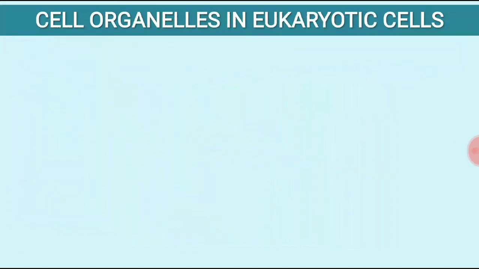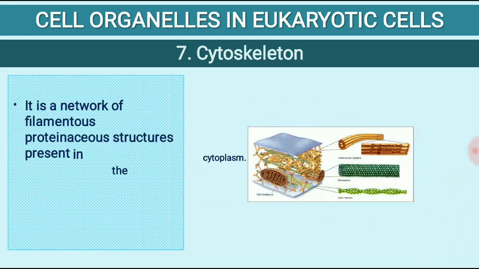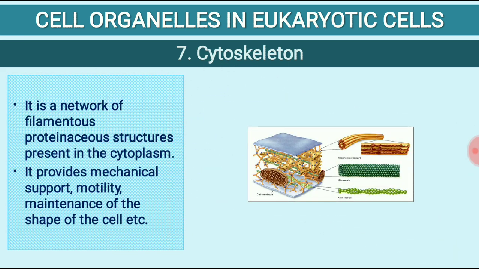8.5.7 Cytoskeleton. An elaborate network of filamentous proteinaceous structures present in the cytoplasm is collectively referred to as the cytoskeleton. The cytoskeleton in a cell are involved in many functions such as mechanical support, motility, maintenance of the shape of the cell.